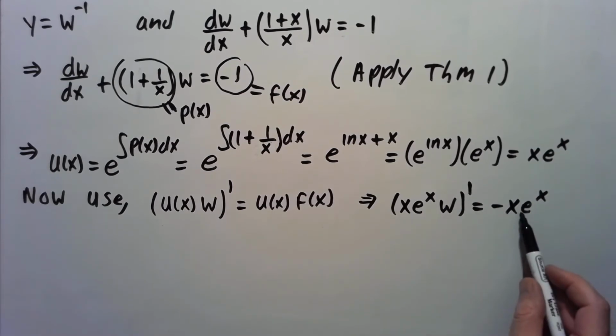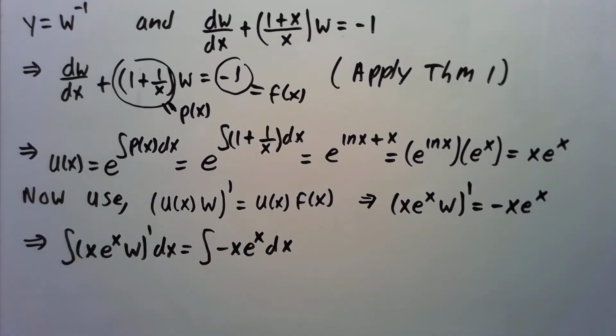Now we're going to integrate both sides. So integrating both sides, we get this. On the left side, we're integrating a derivative, so it undoes it. Here it looks like we're going to have to use integration by parts on this guy.